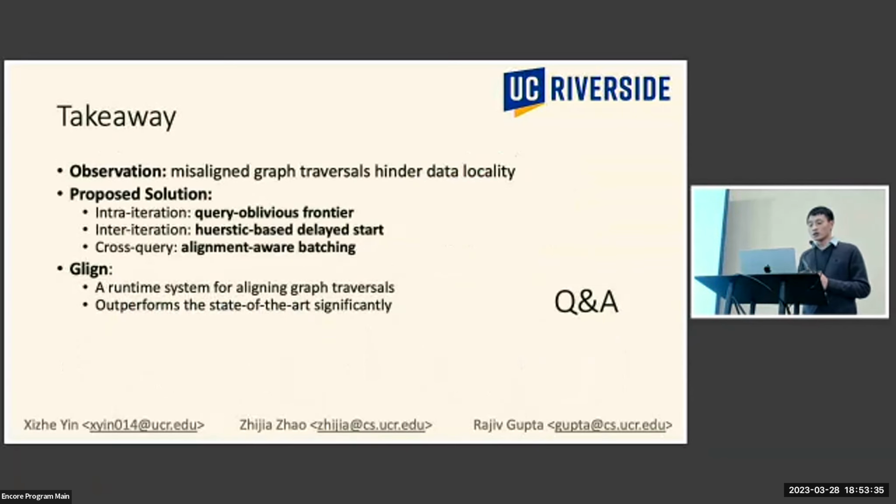To conclude, in this work, we observed an interesting performance issue in concurrent graph evaluation, that is the misalignment between the graph traversals. To address that, we proposed multiple alignment techniques targeting different levels of the concurrent query evaluation system. Finally, we implemented our system as a runtime system, and we show that it can outperform the state-of-the-art solutions substantially. So that's my talk.